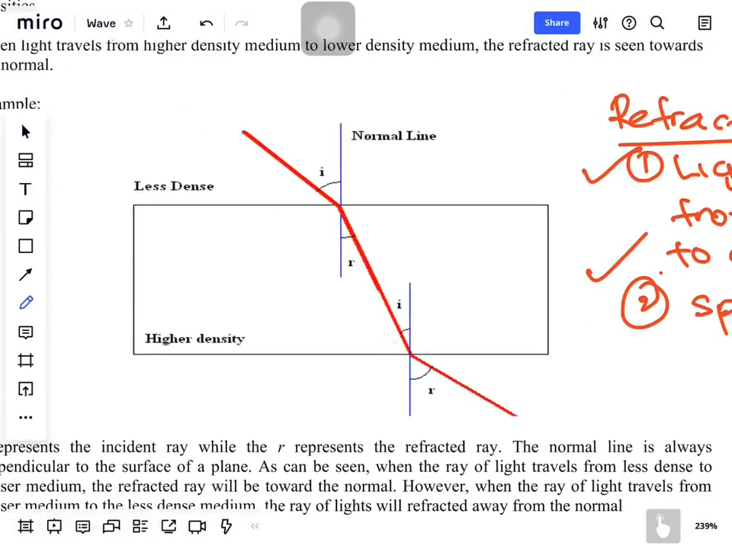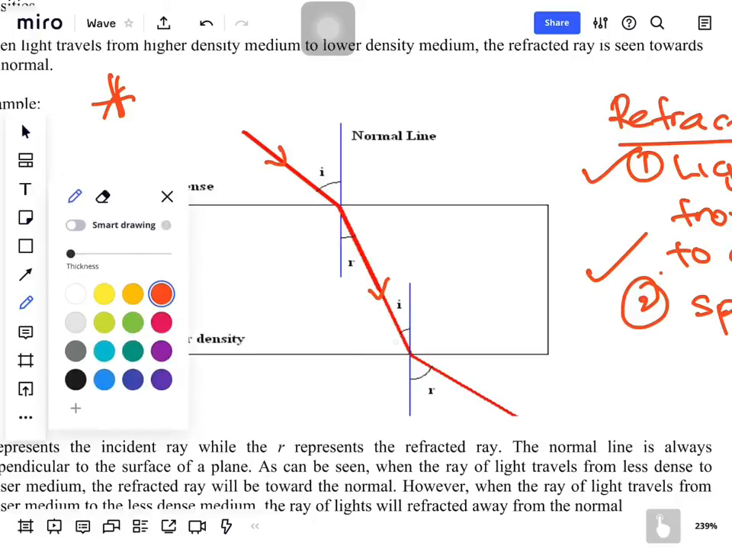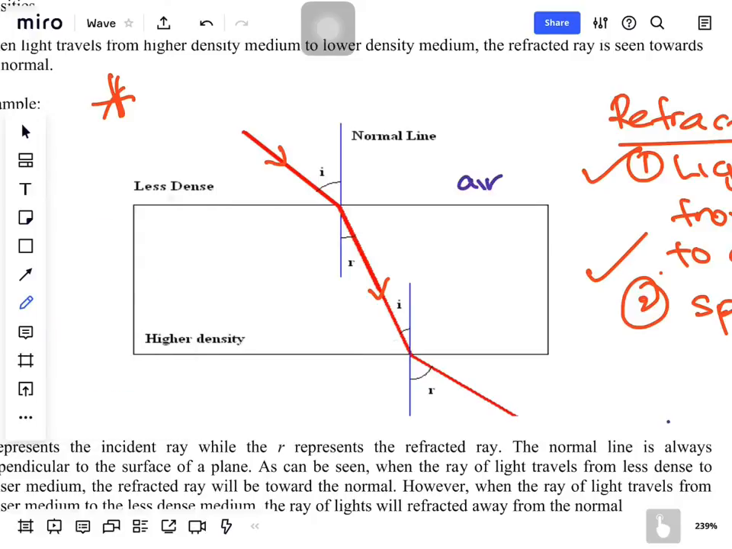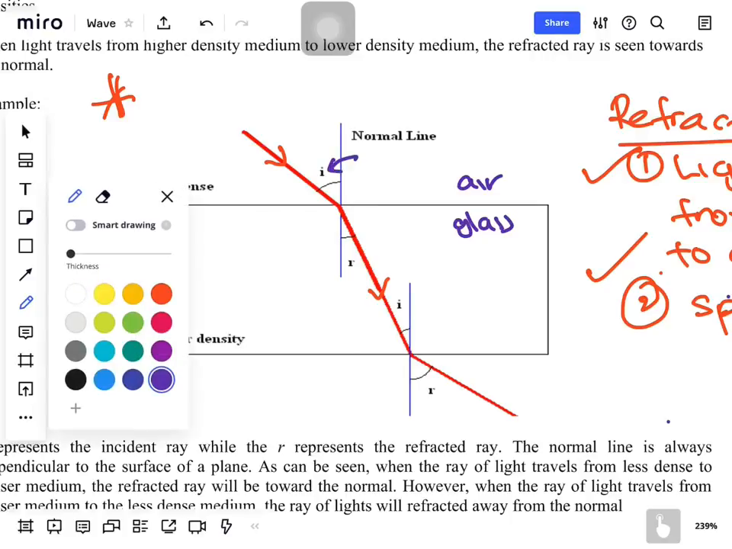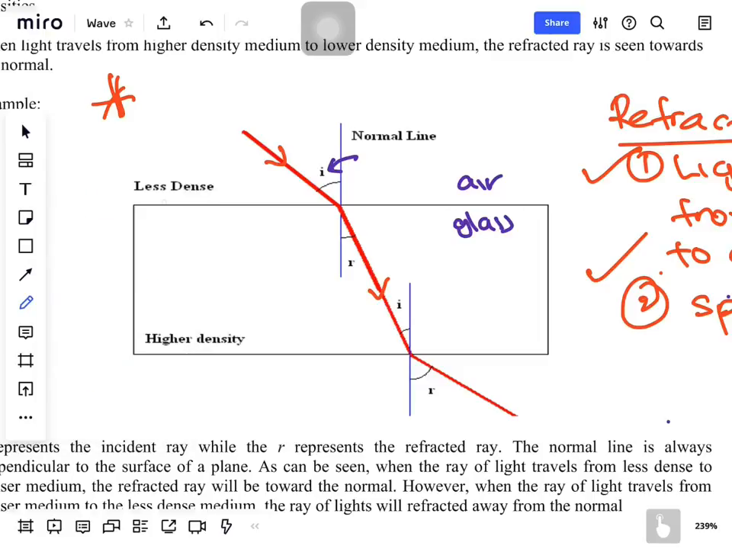If you look at this diagram closely, you can see that the light ray enters from a less dense medium into a higher density medium. We can assume that this is air and this is glass. As the light travels from the air to the glass, we do expect a few things. Number one, this angle over here represents the incident angle.